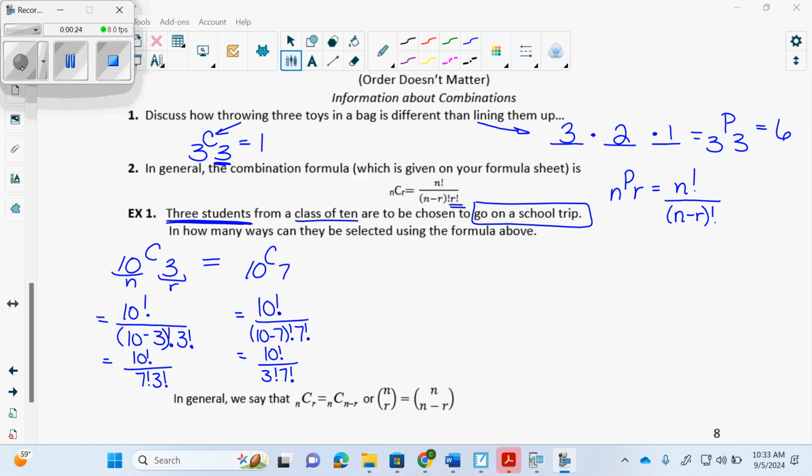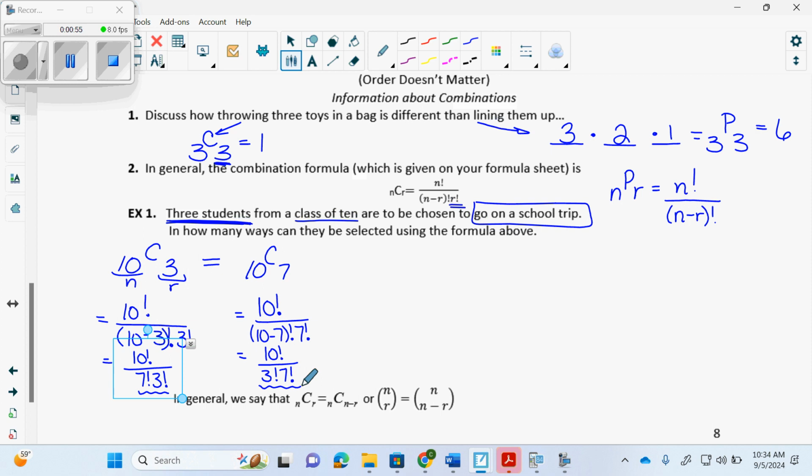And then when we had 3 students from a class of 10 that are chosen to go on a school trip, we would take our 10 and choose 3, and fill it into our formula. We get 10 factorial over 7 factorial, 3 factorial. All right. 10C3 is the same as 10C7, because if I fill it into the formula, 10 factorial over (10 minus 7) factorial, 7 factorial. Does the order of 7 factorial, 3 factorial and 3 factorial, 7 factorial matter? It's multiplication, right? It doesn't matter. So they end up being the same.